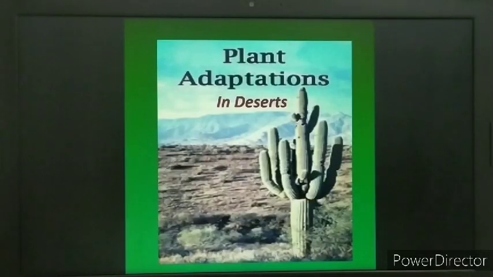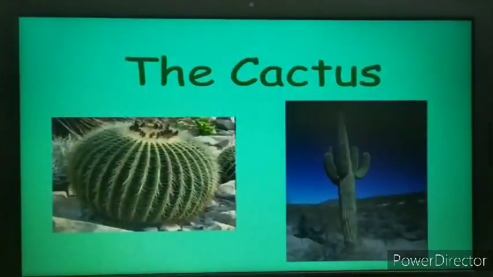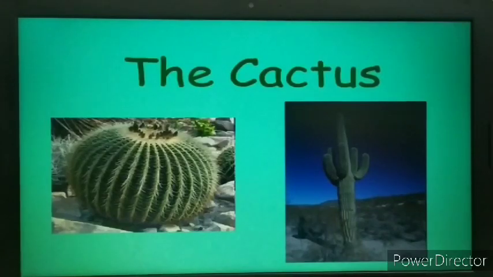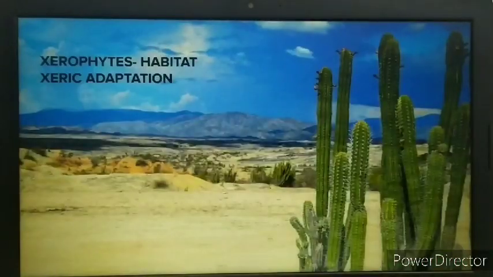Now, in this plant adaptation in deserts, we are going to learn about a special plant. As you can see in the module, it is showing a cactus plant. This cactus plant is generally found in desert areas. There are varieties of cactus, as you can see here. One is Gobi cactus and the other one is different from this Gobi cactus.